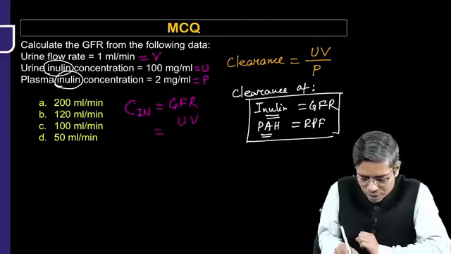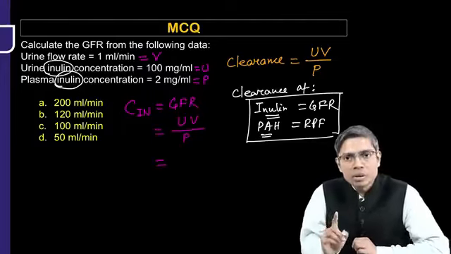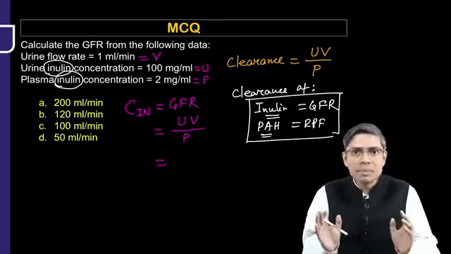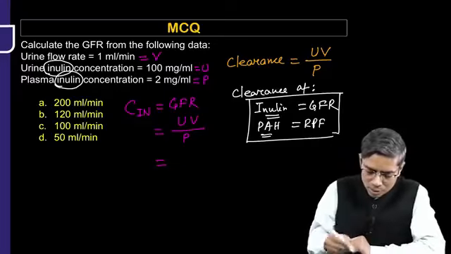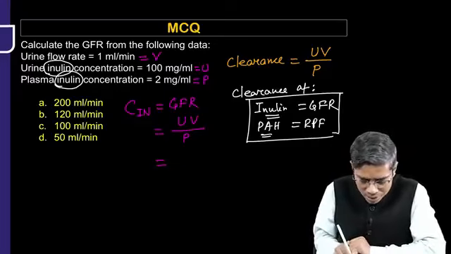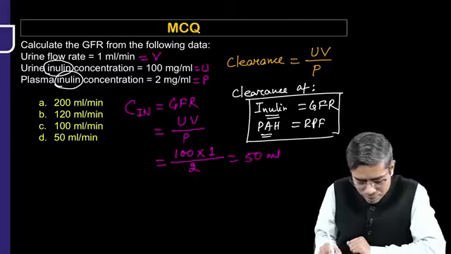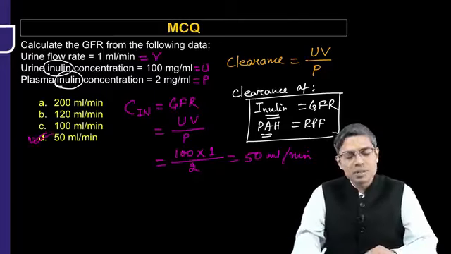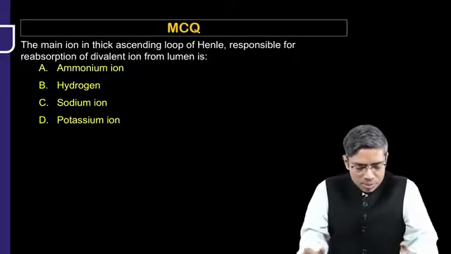So how to calculate? You apply this very simple formula. Before applying the formula, check whether all the units are the same, whether all are in ml or in dl. If it is in deciliter, then you have to convert into ml; 1 deciliter is equal to 100 ml. Here all the units are the same. So U is 100, V is 1, P is 2. Obviously 100 upon 2 is 50 ml per minute. This D is the answer of this question. So, calculation of GFR based on your clearance formula. Simple? Okay.